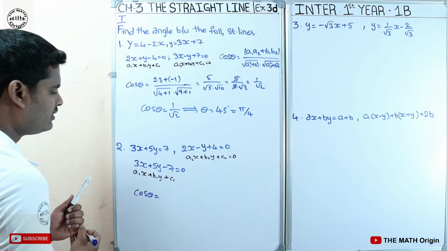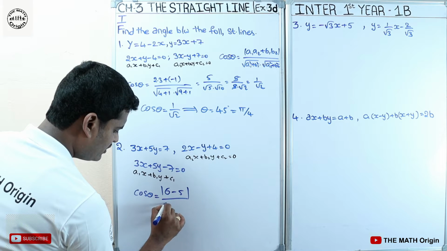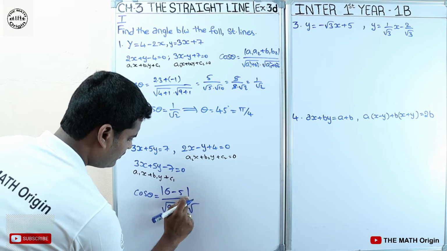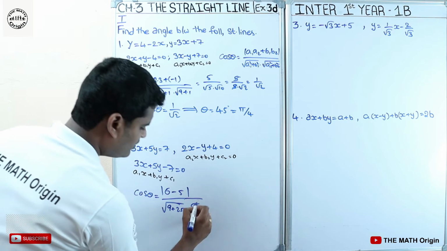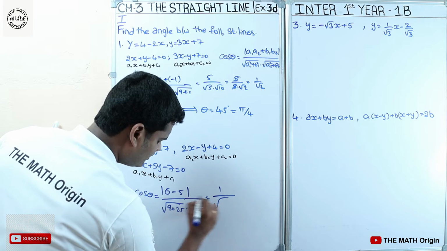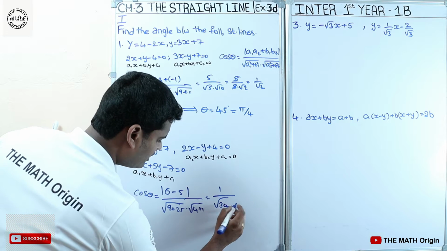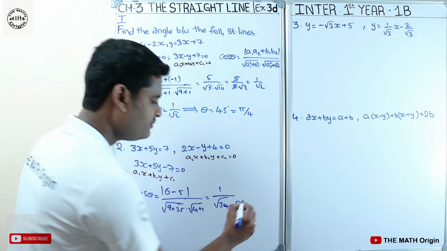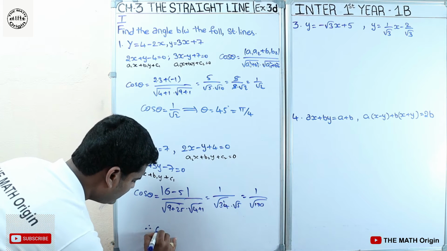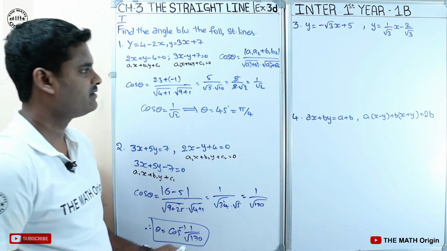cos theta is equal to a1 into a2, 3 into 2 is 6, b1 into b2, minus 5, this is modulus, by root of a1 square plus b1 square, 3 square plus 25, which means 9 plus 25, into root of 2 square plus 1, which means 4 plus 1, which is equal to 1 by root of 34 into root 5, which is equal to 1 by root 170. Okay, therefore theta is equal to cos inverse 1 by root 170, is the angle between these two lines. Here ends our second question.